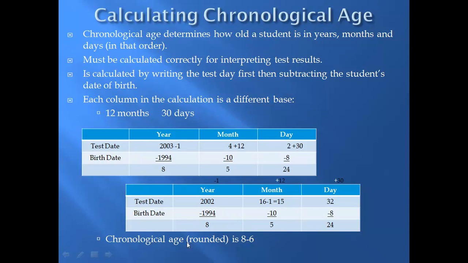So our chronological age rounded is 8-6, because when we round that up and we give it back over here to the month, we're going to have 6. All right?